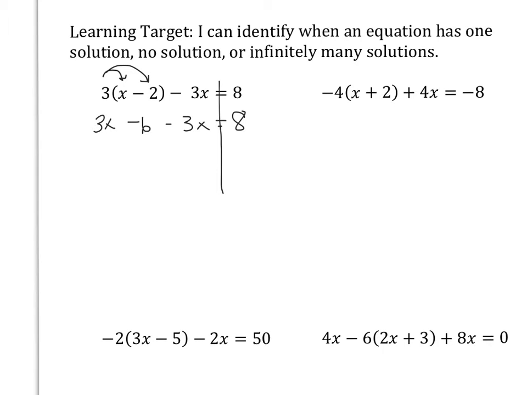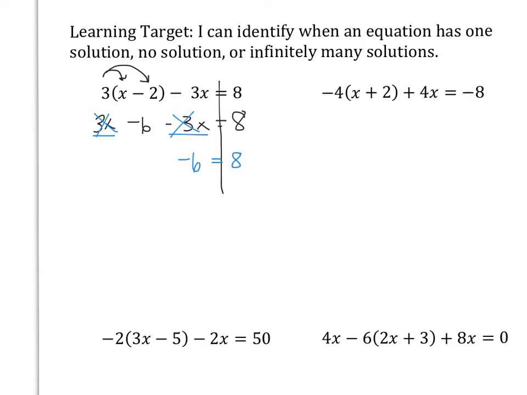Now I'm going to go ahead and combine like terms, so I see a 3x minus 3x. So 3x minus 3x is 0x, and when it's 0x, I don't even need to write that down. That's just 0. So now I'm left with negative 6 equals 8. I'm out of x's. My variable is gone. So I'm left with just negative 6 equals 8.